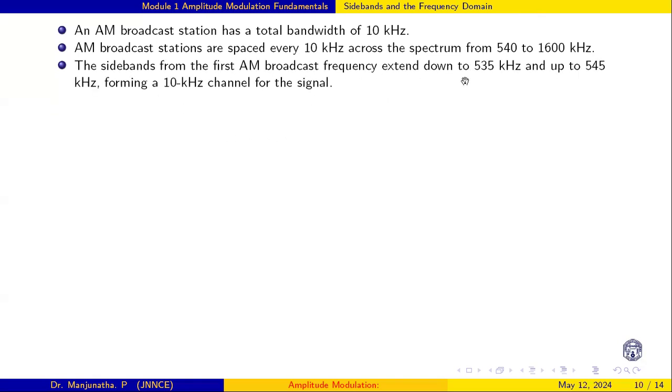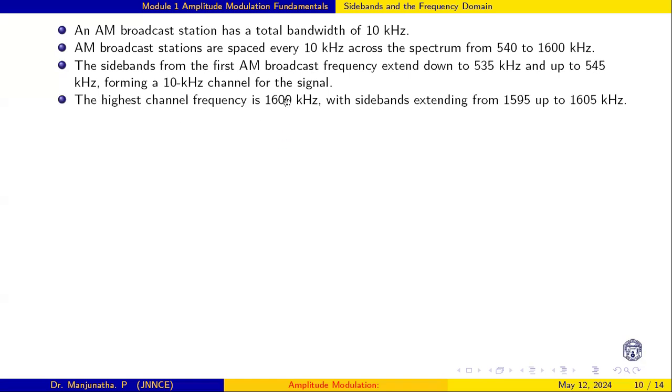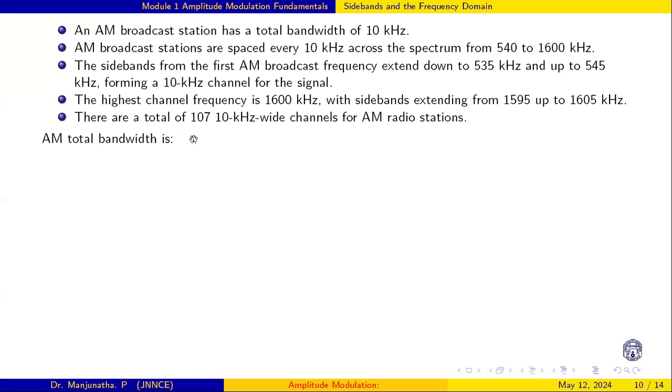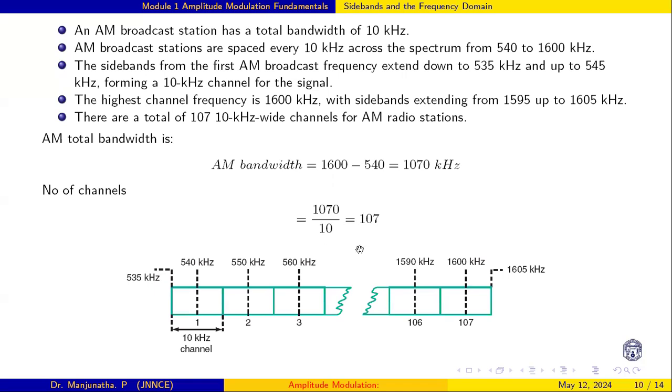The first AM broadcast frequency is 535, because 540 minus 5 is 535 to 545, one channel of 10 kilohertz. And the highest, 1600, is 1595 to 1605. Then there are 107 channels. How is this 107? 1600 minus 540 is 1070, divided by 10. So this is the number of channels.